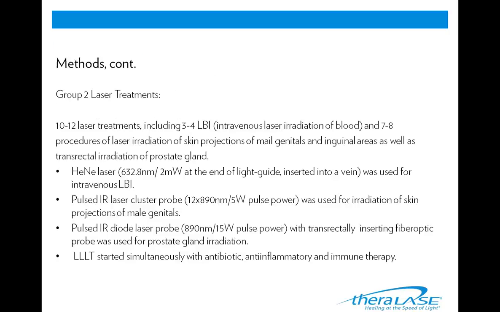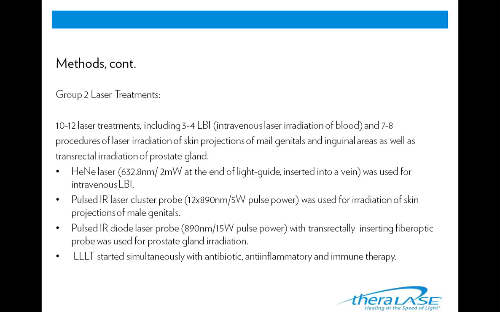With the laser treated group, they treated them in a whole variety of ways using different lasers and different approaches. So this was fairly interesting. The patients had 10 to 12 laser treatments, so not too many treatments, but at least 3 or 4 of them were intravenous laser irradiation of the blood, which we do not do with our Theralase, but it is an approach. And 7 to 8 of the procedures were laser irradiation of skin projections of the male genitals and inguinal area, and also transrectal irradiation of the prostate gland.